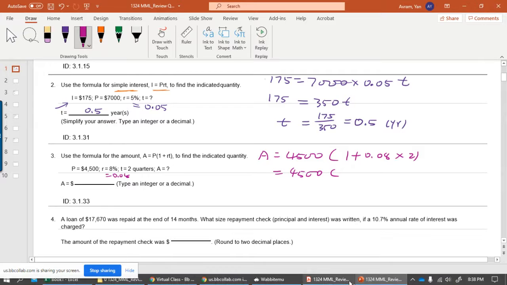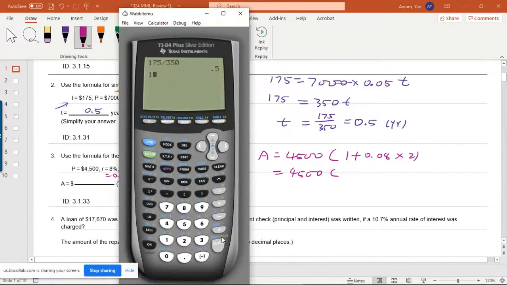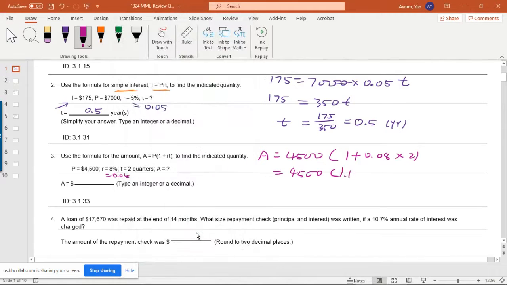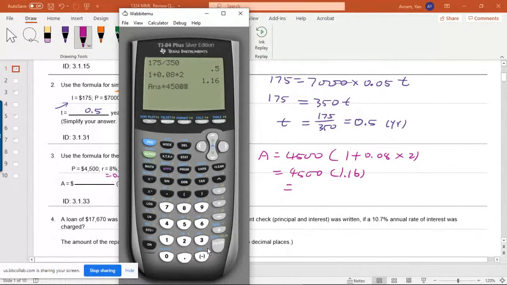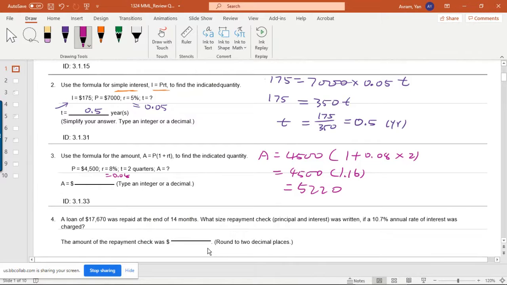All right, that should be pretty straightforward to calculate. You can go ahead and calculate inside the parentheses first. So that's 1 plus 0.08 times 2, that's 1.16. Okay, so I will just use 1.16 times 4,500, so that's 5220, $5,220. Okay, that should be pretty straightforward if you do the calculation in here.